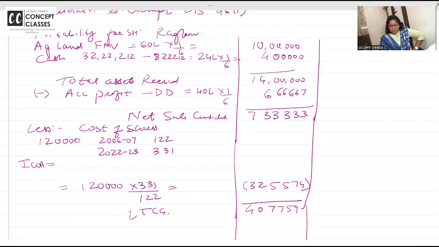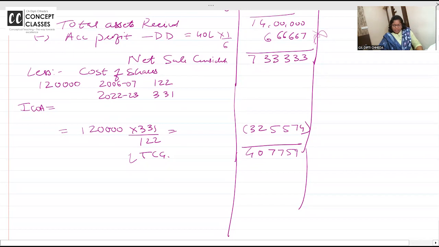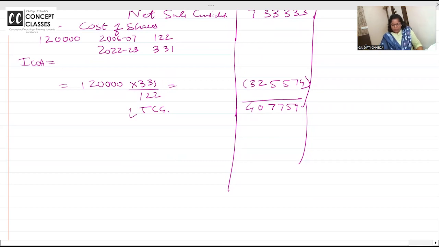Agricultural land we have transferred to the shareholder. Cash we have given. Total assets we have given. Out of that, whatever we have given against reserves, this is not a sale consideration. This is deemed dividend, because ultimately reserves are nothing but profits. Whenever the shareholders get profits from the company, out of reserves and all, it is treated as deemed dividend, taxable under income from other sources. Cost of the shares is given, and long-term capital gain. Clear to all of you?